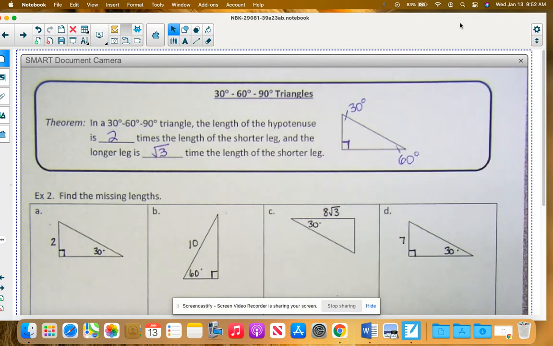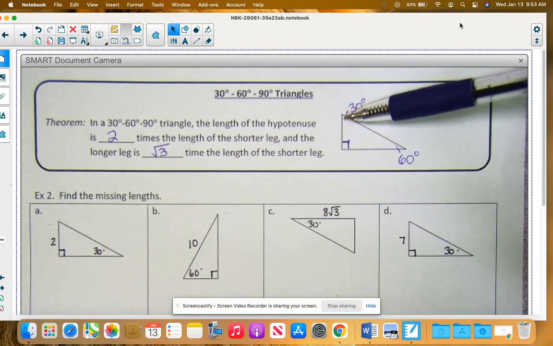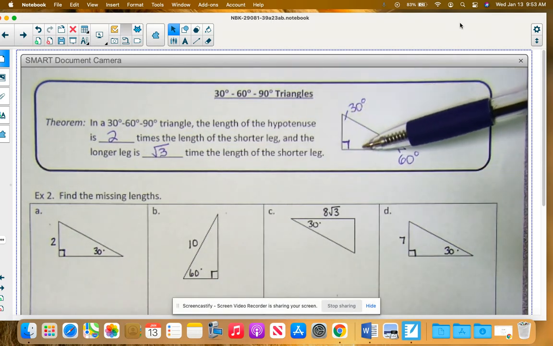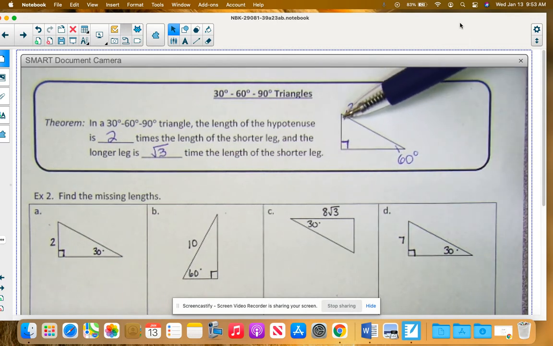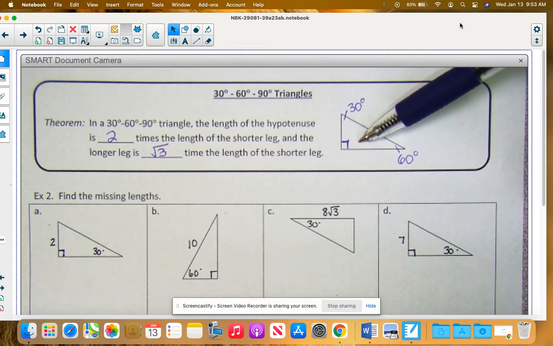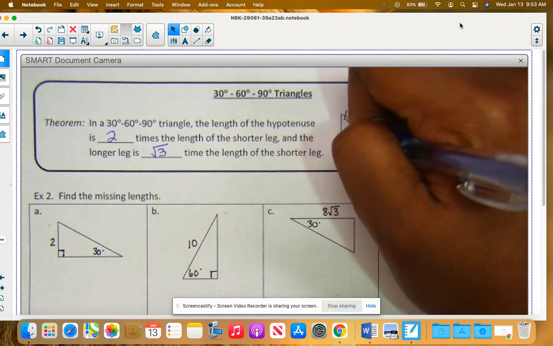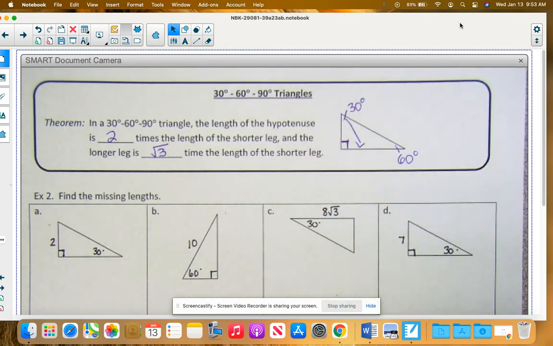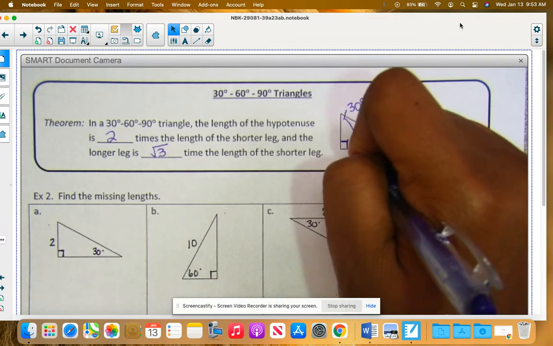All right, so baby steps, working our way through this picture here. The length of the hypotenuse is 2 times the length of the shorter leg. Now, this is 30. Directly across from 30 is the shorter leg. So again, this is 30 degrees, go directly across from there. And that is going to be our shorter side. Excuse me. That's going to be our shorter side. And so this is 1.